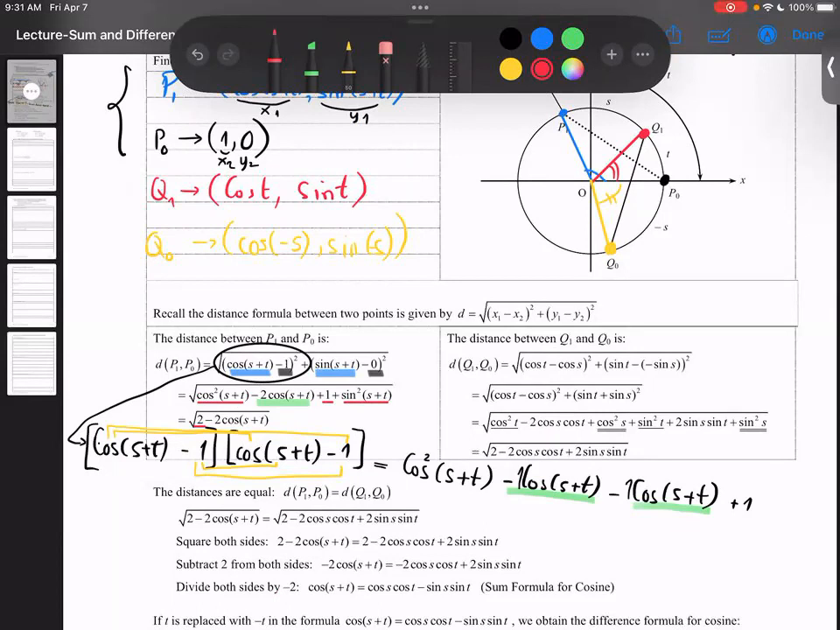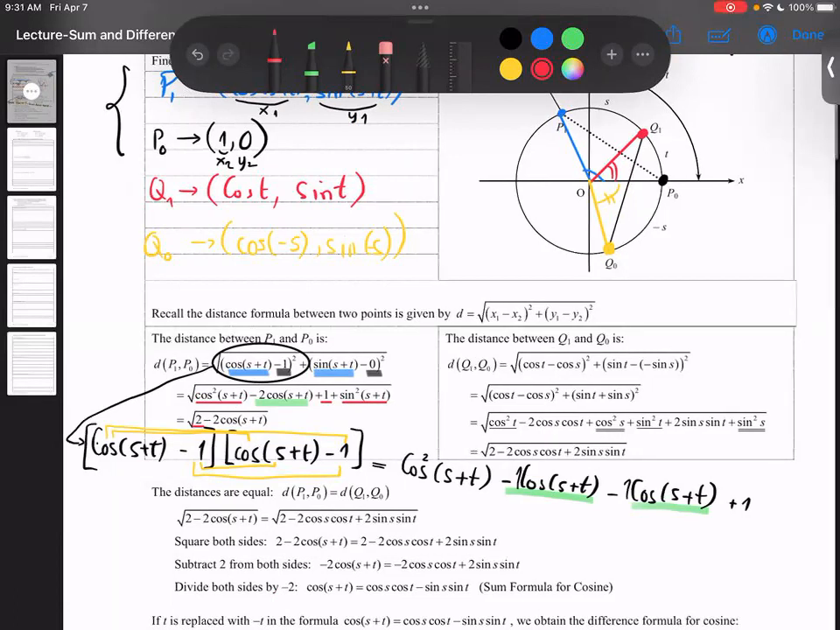The next distance will be Q1 and not Q naught. I'm not going to go through this. It's pretty much similar, just a waste of time. So long story short, it has a distance of square root of 2 minus 2 cosine s cosine t plus 2 sine s sine t.